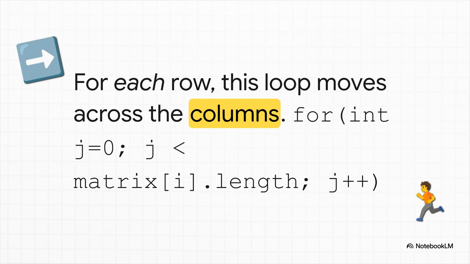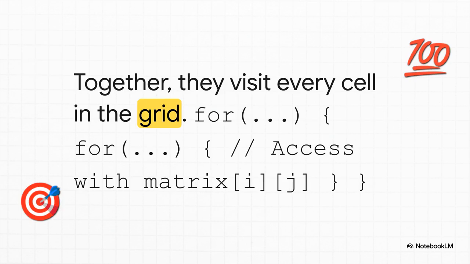And notice how it checks the length of matrix[i]? It's checking the length of the current row we're on. So let's put it all together. The outer loop kicks things off and says, okay, let's go to row 0. Then the inner loop takes over and runs completely, visiting every single column in that row. Only then does the outer loop finally move on to row 1, and the whole process repeats. This is how you can systematically visit every single cell in that grid.